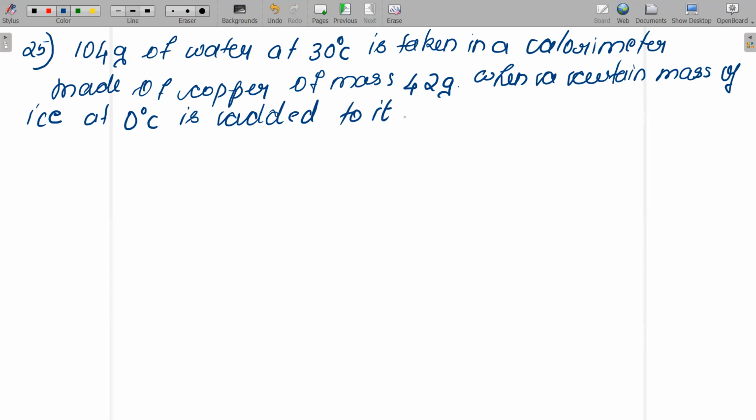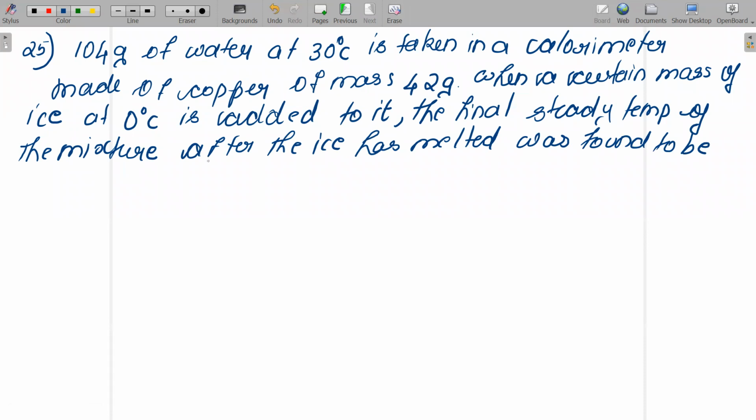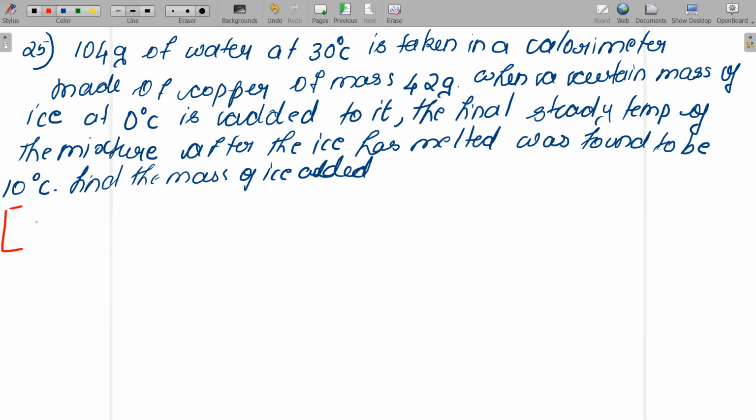The final steady temperature of the mixture after the ice has melted was found to be 10 degrees Celsius. Find the mass of ice added. In brackets, they will give certain values. If they are not given those values, you should study this. Understood? Please remember those values perfectly.